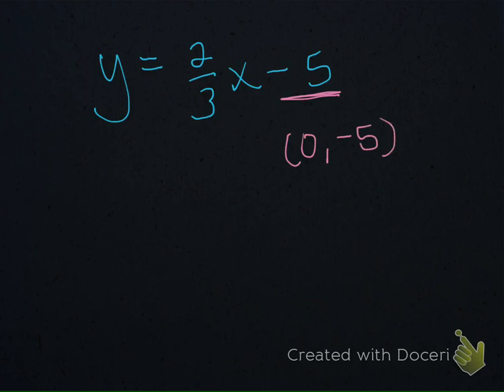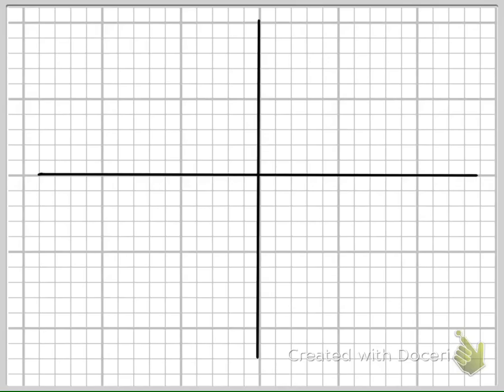The 2/3 could say that I'm growing by 2/3 of a tile each time, or if I think about that as rise over run, that means I'm going to go up 2 and then right 3 each time. So let's go ahead and graph that. So starting with a y-intercept of 0, -5, I'll go ahead and put a dot right there.